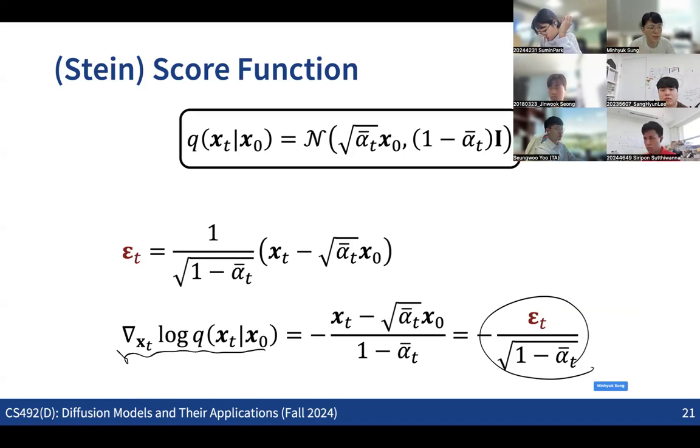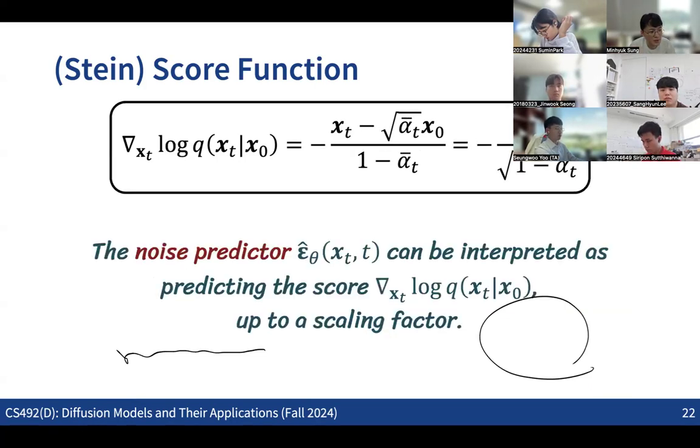From this, we can see that we are training the noise predictor for the DDPM, and now we can interpret the noise predictor as predicting the score function for the posterior distribution up to the scaling factor. We don't directly have this scaling factor, but we are predicting epsilon t directly. We can consider that predicting epsilon t is identical to predicting the score of this probability distribution up to the scale factor. We're going to see this relationship in the rest of the lectures.